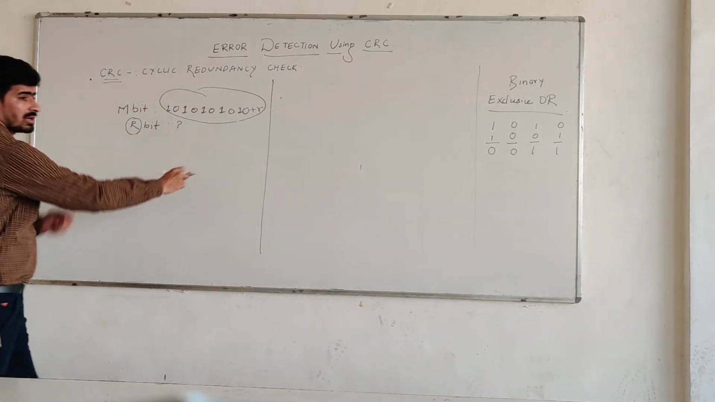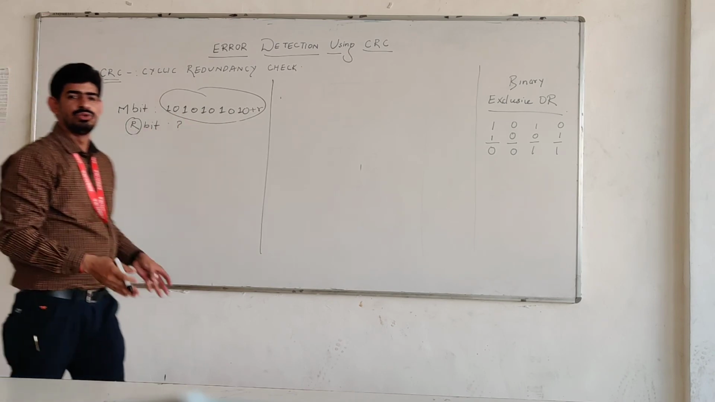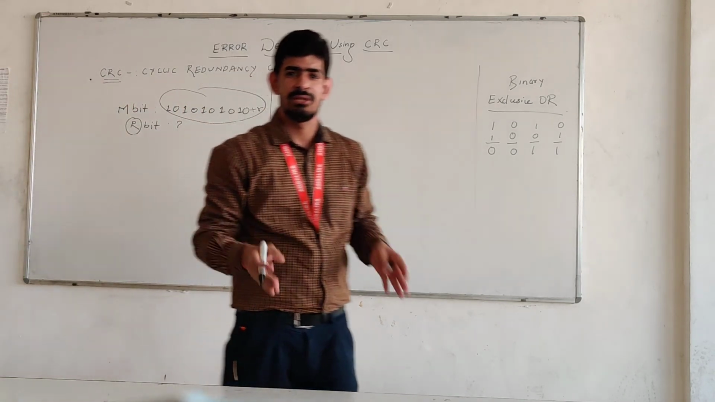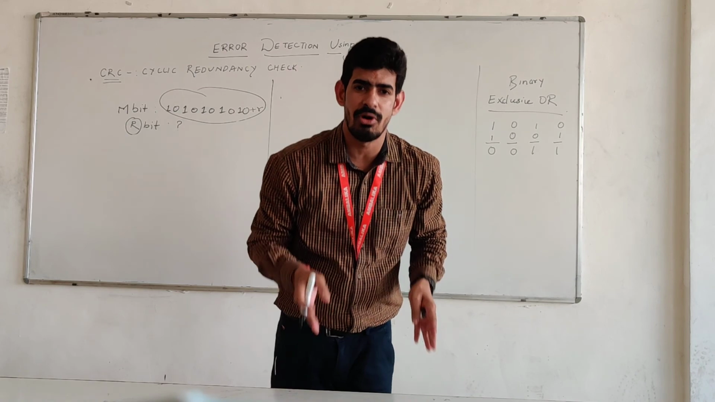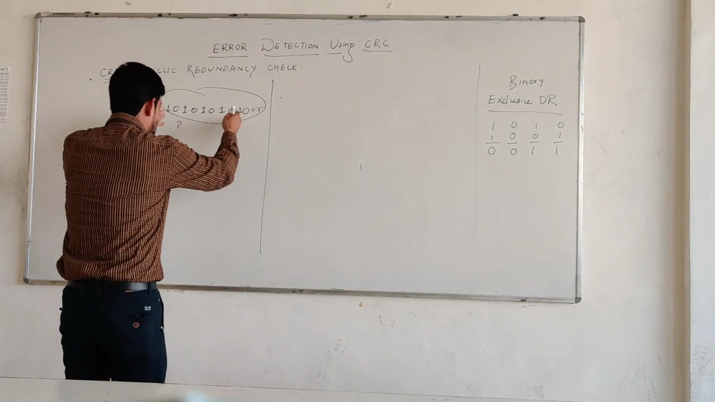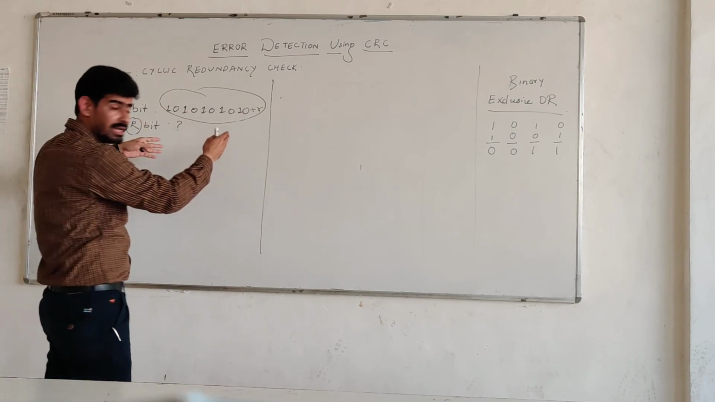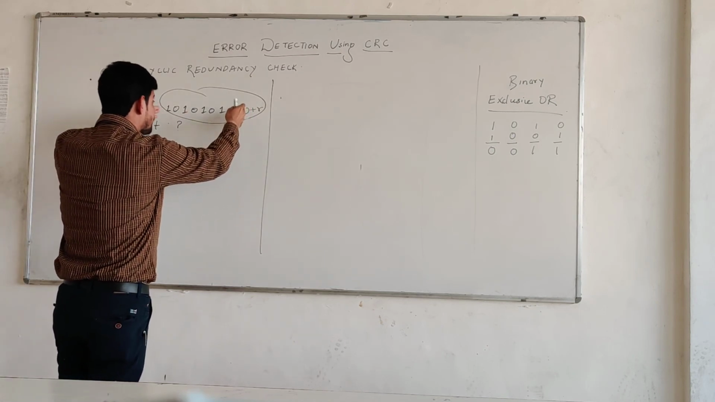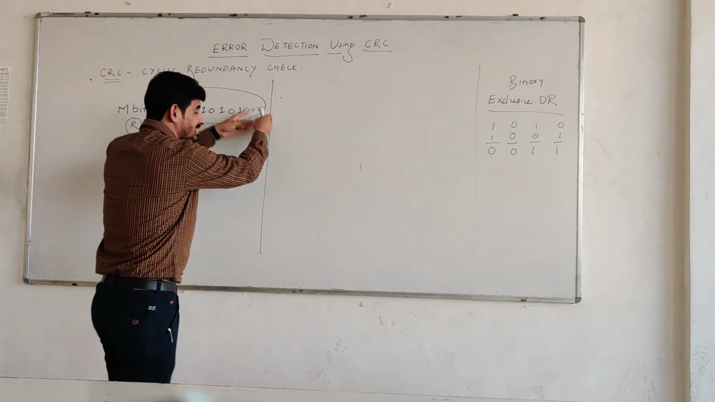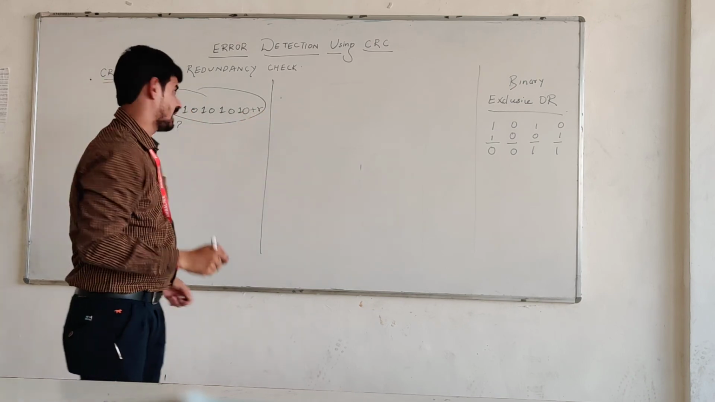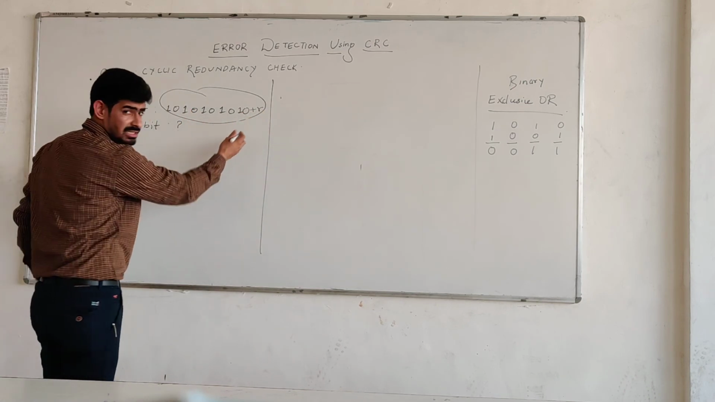So redundant bits, how can we find them? We will just use the binary division method of exclusive OR to rectify this message bit. And how can it be rectified? It will be rectified by dividing the message plus redundant bits by a divisor, and we consider the message as the dividend.